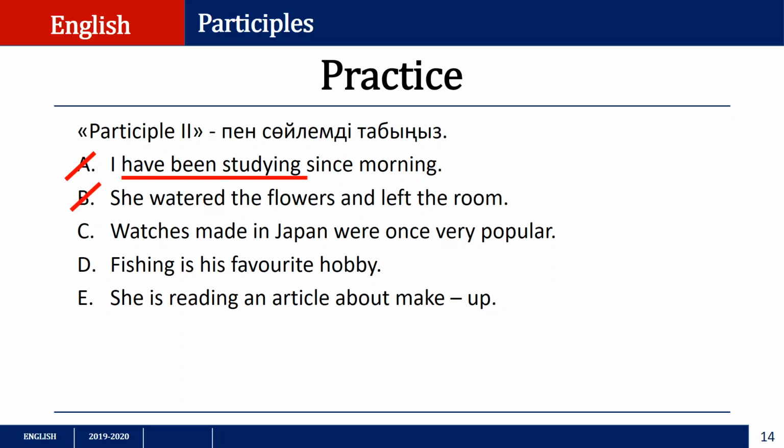B. She watered the flowers and left the room. We have verbs with ed or the second form of the verb, but they play the role of predicates and they show that this sentence is in past simple. D. Fishing is his favorite hobby. We have fishing, which is verb ing, and it plays the role of subject. She is reading an article about makeup. Is reading is present continuous.